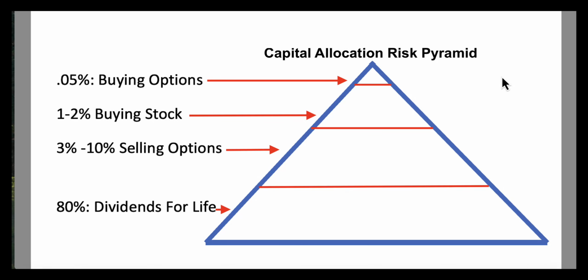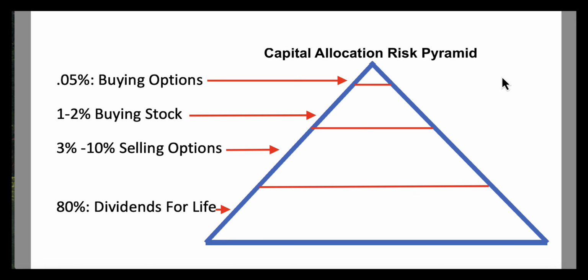Now, this is something that's very important to me. It should be very important to you. It may solve a huge problem you're having. And what I want to talk about here is the Capital Allocation Risk Pyramid. So what is that? Well, what it really means is you're going to put a different amount of capital to work in a different strategy based on that strategy's risk.